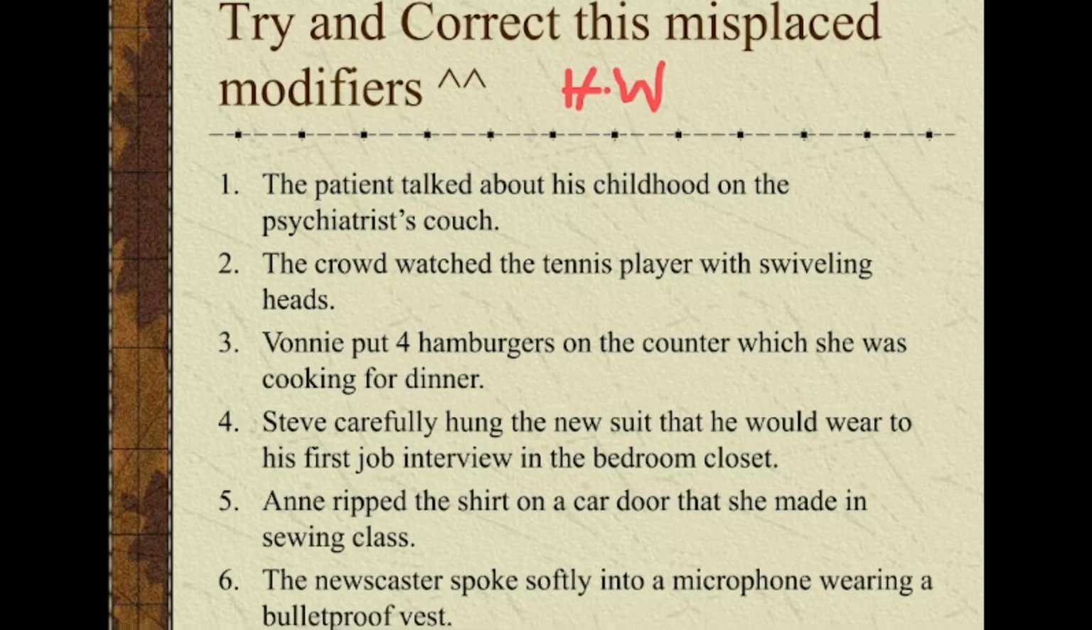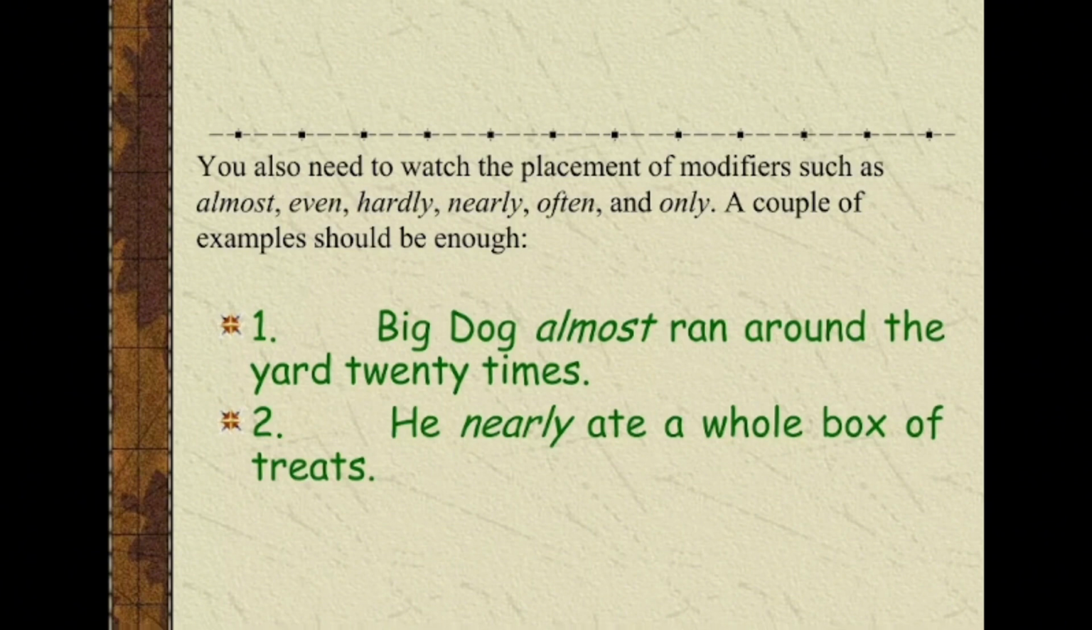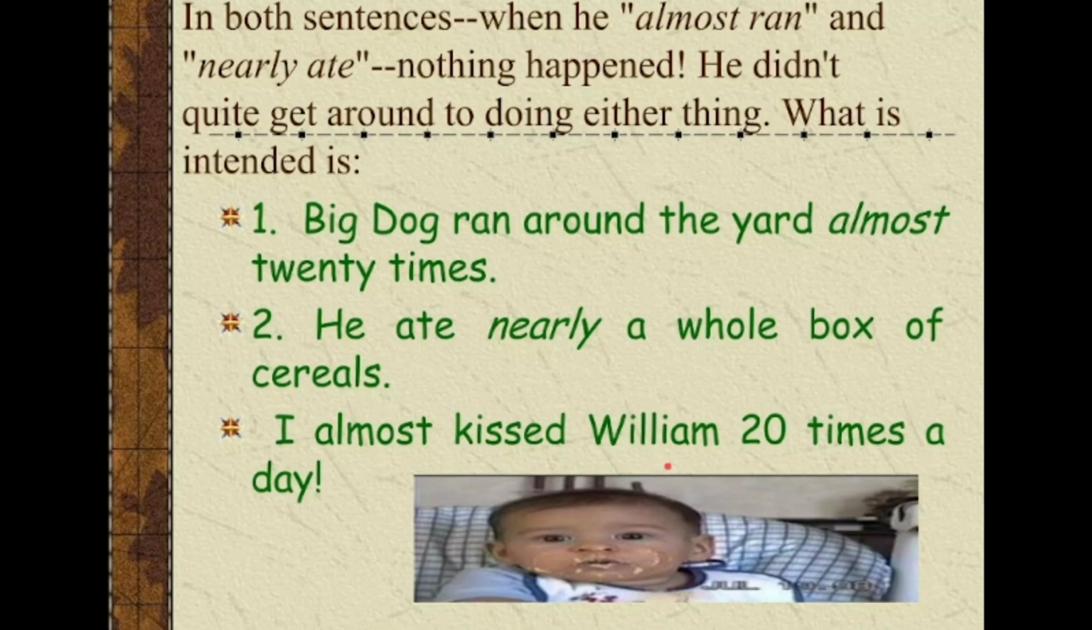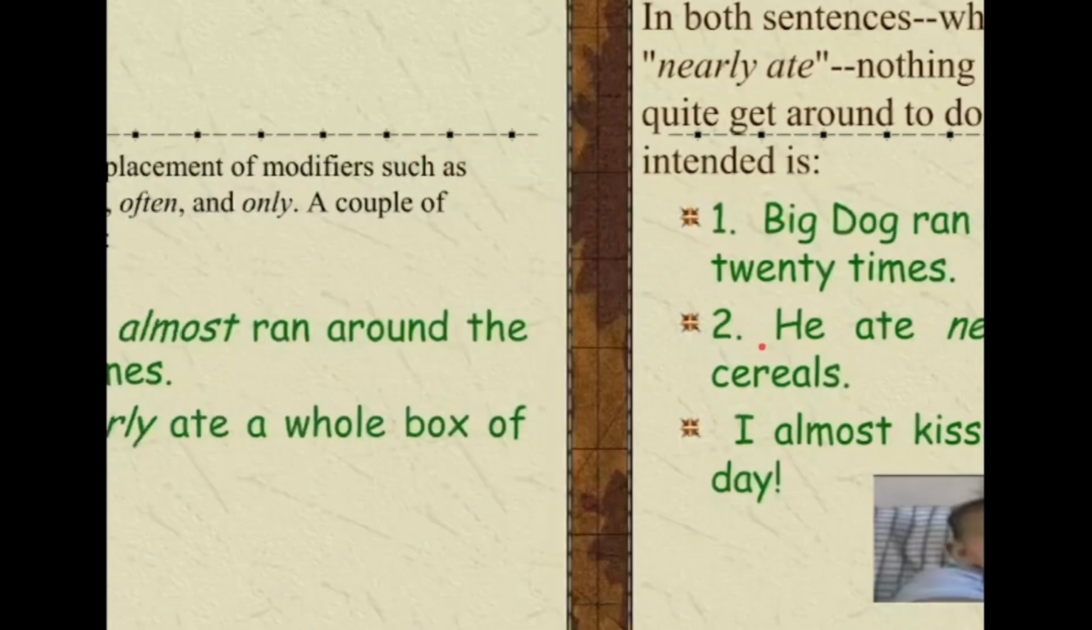I will check later. So you also need to watch the placement of modifiers such as almost, even, hardly, often, only. A couple of examples should be enough. The big dog almost ran around 20 times. He nearly ate a whole box of treats. So in both sentences, when he almost ran and nearly ate, nothing happened. He didn't quite get around to doing either thing. So what is intended is the big dog ran around the yard almost 20 times. He ate nearly a whole box of cereals.